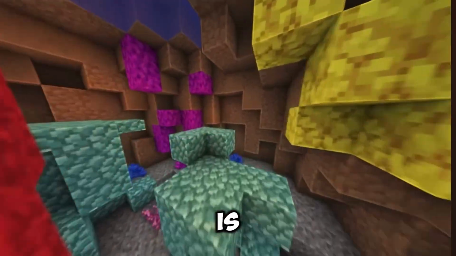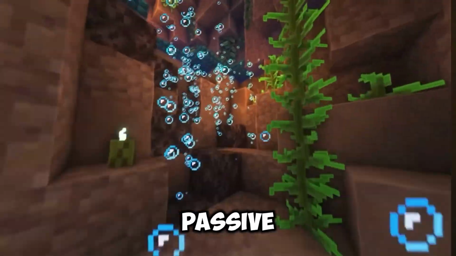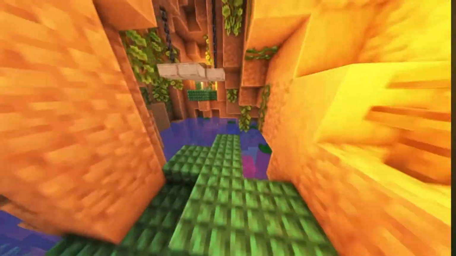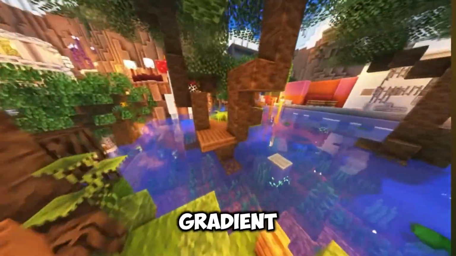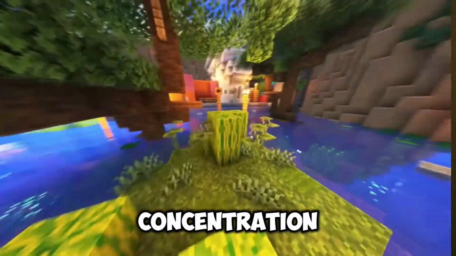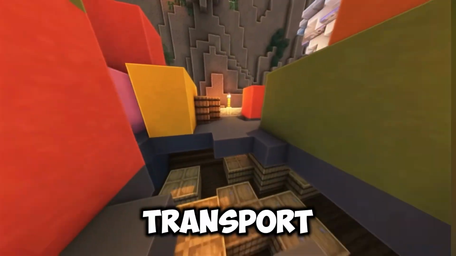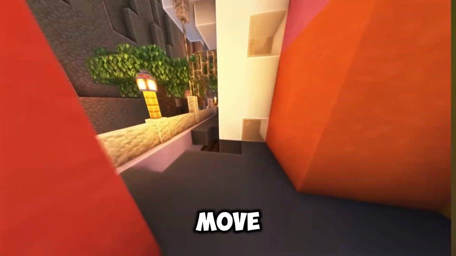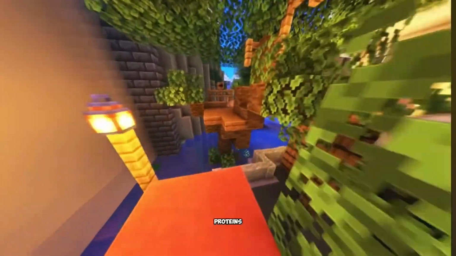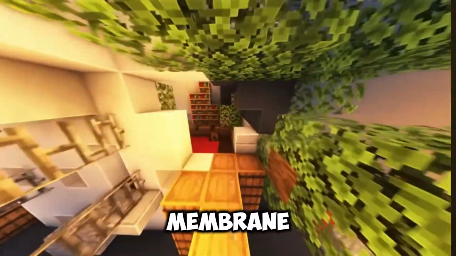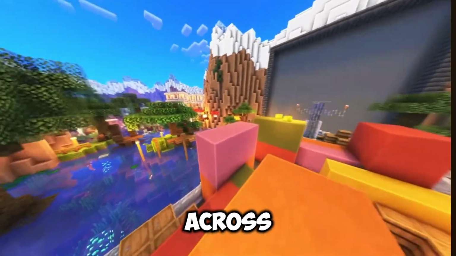This leads us to membrane transport, which is the movement of substances across the cell membrane. Because the membrane is selectively permeable, cells rely on two types of transport: passive transport and active transport. Passive transport does not require energy. Instead, substances move down their concentration gradient, from areas of high concentration to low concentration, until equilibrium is reached. One type of passive transport is diffusion, where molecules move directly through the membrane. Another is facilitated diffusion, which uses transport proteins to help substances across the membrane. The third type is osmosis, the diffusion of water across the membrane.